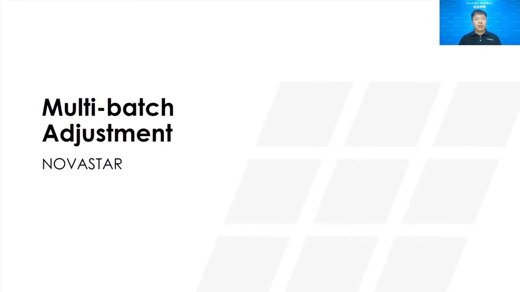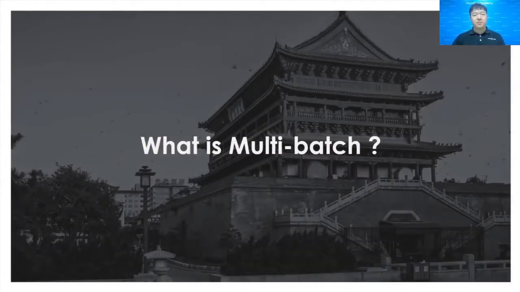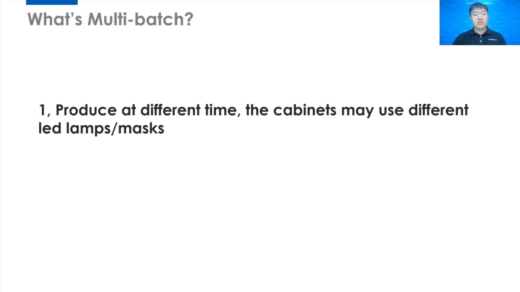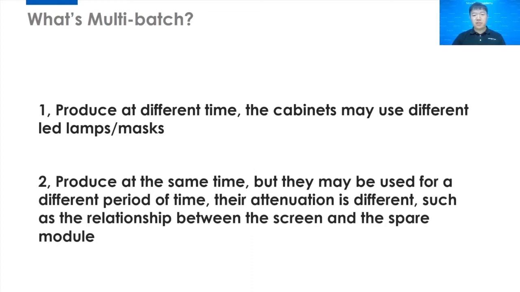I'm gonna talk about this topic, multi-batch adjustment. Before we start, the first question is, what is a multi-batch? From my point of view, there are two situations. The first, they were produced at different times, so the cabinets may use different LED lamps, and even the color of the masks will be different. And the second, they were produced at the same time, but they may have been used for different periods of time. Their attenuation is different, such as the relationship between the screen and the spare module.